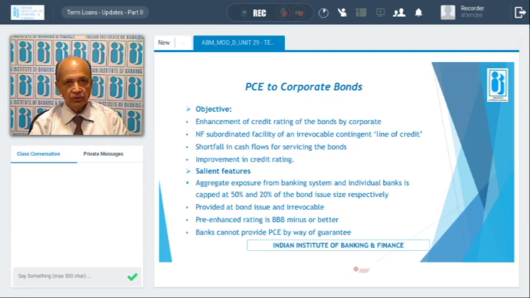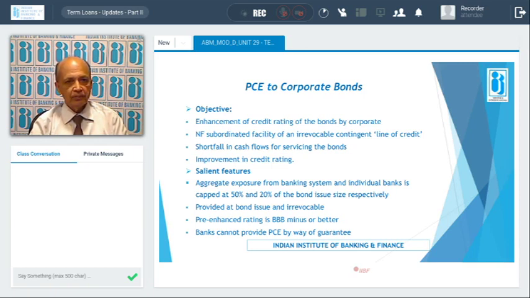Bond issue size 50, it should not exceed 50% from the entire banking system. And so far as individual banks, it is capped at 20% of the bond issue size. So 50 and 20 in respect of the banking system and individual banks respectively, so far as exposure is concerned, aggregate exposure.